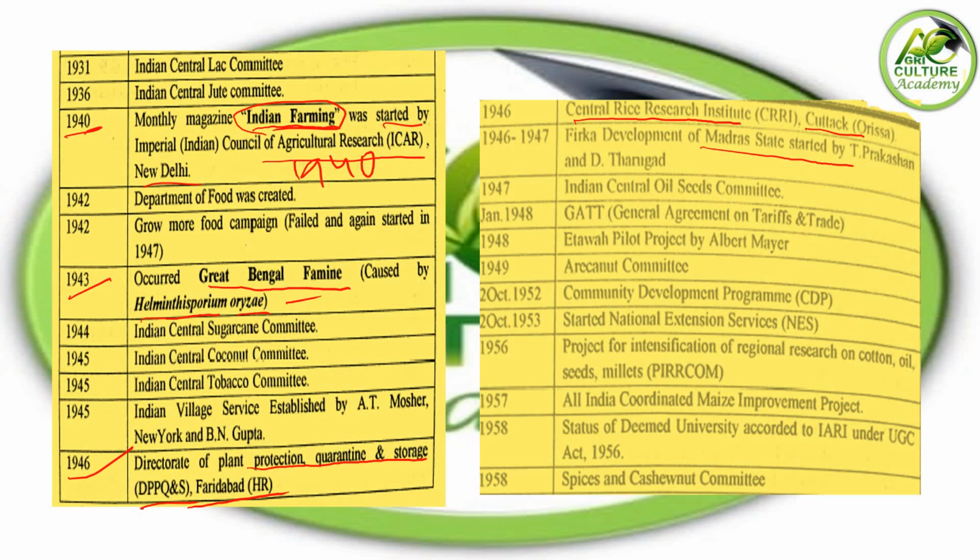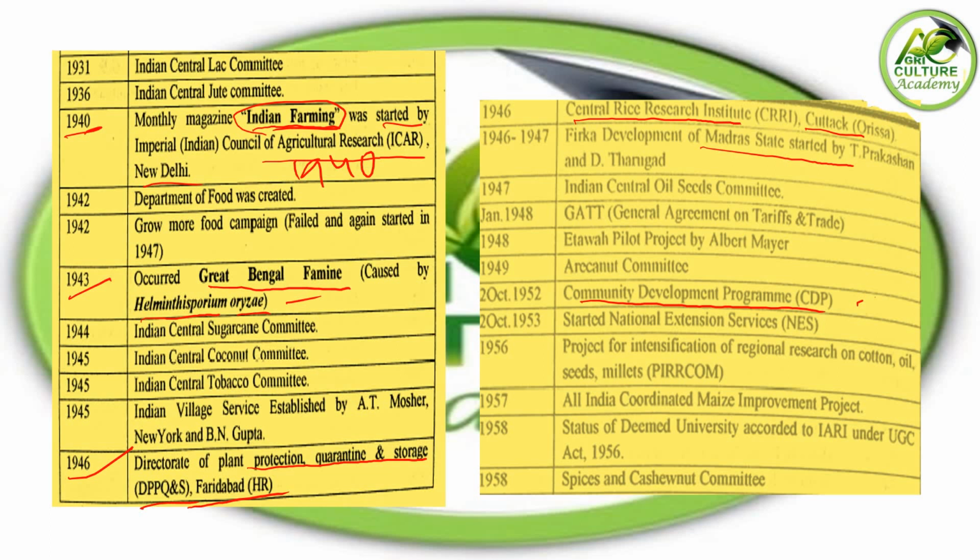In 1947, Indian Central Oilseed Committee. In 1948 January, GATT, General Agreement on Tariff and Trade. In 1948, a pilot project by Albert Mayer. In 1949, Grow More Food Enquiry Committee. On 2nd October 1952, Community Development Program. The full form of CDP was asked in a previous year paper.